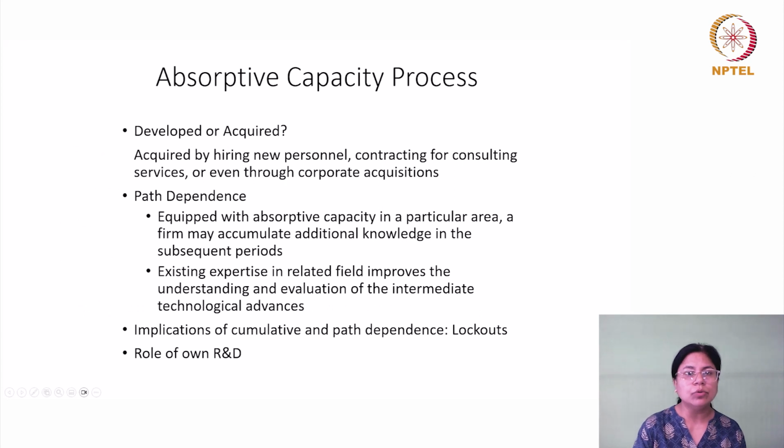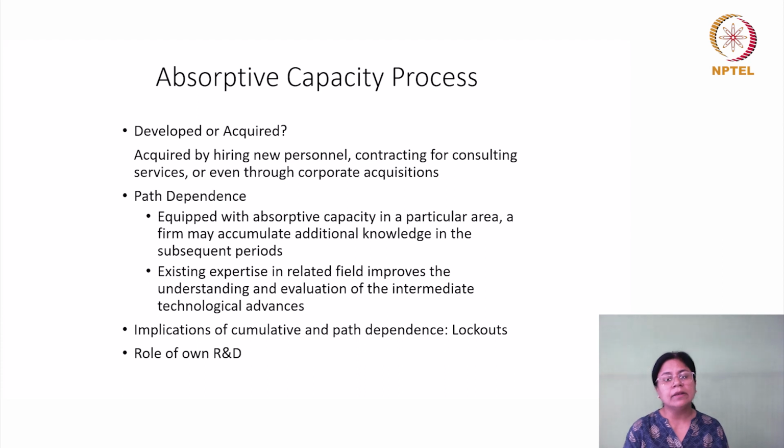It could be either developed or acquired. How is it acquired? It is acquired by hiring new personnel, by contracting for consulting services, or even through corporate acquisitions. There is clearly a role of path dependence when we talk about absorptive capacity. Equipped with absorptive capacity in a particular area, a firm may accumulate additional knowledge in the subsequent period. So existing expertise in the related field will improve the understanding and evaluation of the intermediate technological advancements.